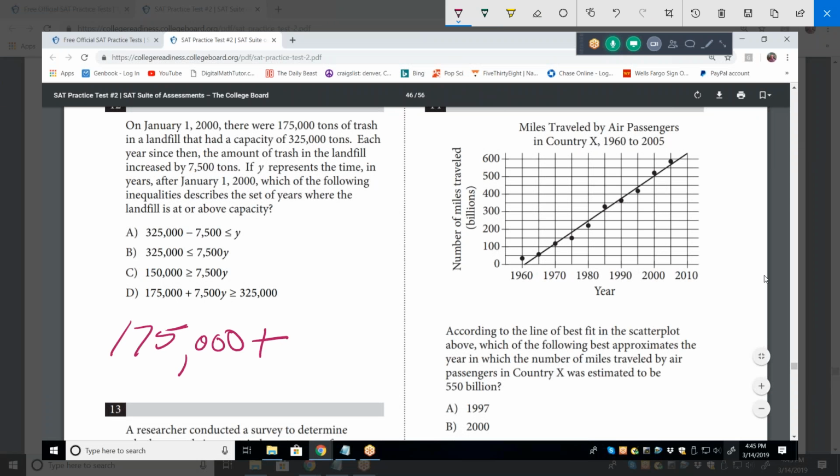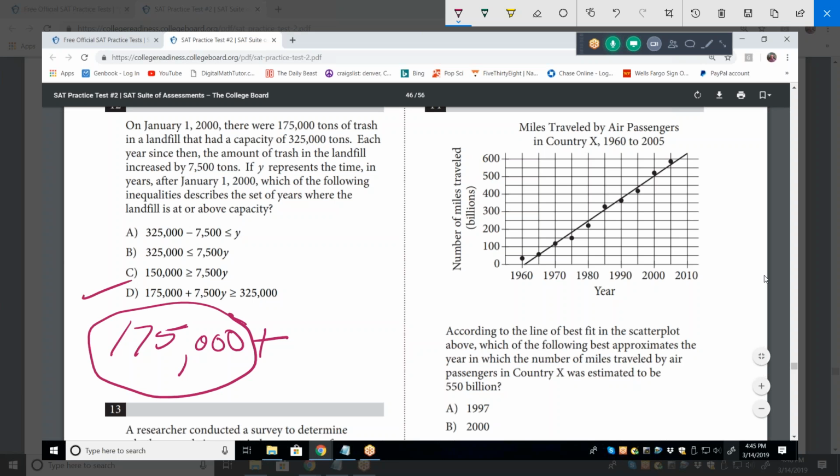Now, if you had to guess right now, if time was going to run out in 20 seconds, what would your guess be? D. Yes. It's the only one that has the number 175,000 in it. In fact, I really don't have to do much more. A lot of times they make it really easy on you by putting answers that are so ridiculously wrong. You know that we're starting out with that amount and then we're adding to it. So it's got to be that.